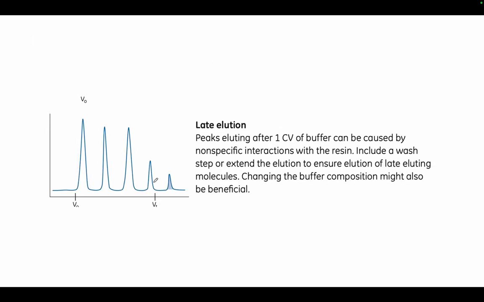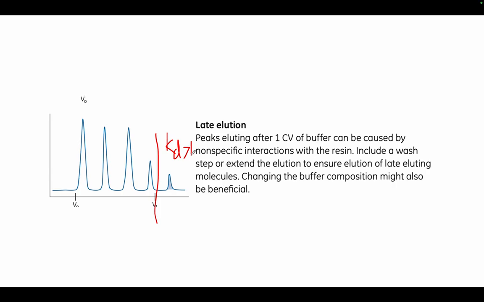Now, this is another scenario that we discussed just now: what if my peak is coming after the total volume? Here is where my elution should have stopped, but I'm still getting peaks over here. So this means that this sample has KD greater than 1, which means that our sample is interacting with our resin, with our beads.